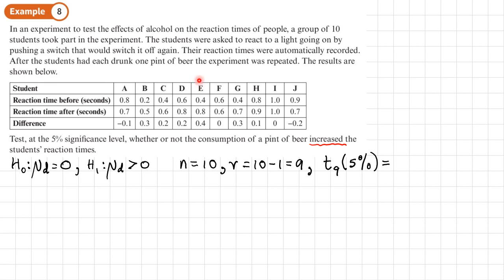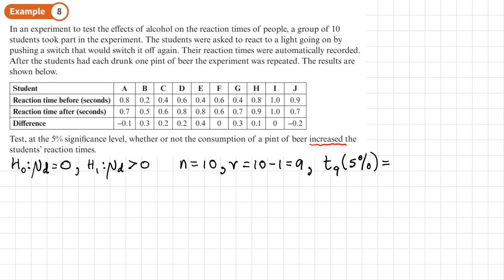So n is 10. 1, 2, 3, 4, 5, 6, 7, 8, 9, 10. That means that nu, our degrees of freedom, is going to be 10 minus 1, 9. So it's a t distribution with 9 degrees of freedom. It's a one-tailed test since it's greater than, and this is 5%.